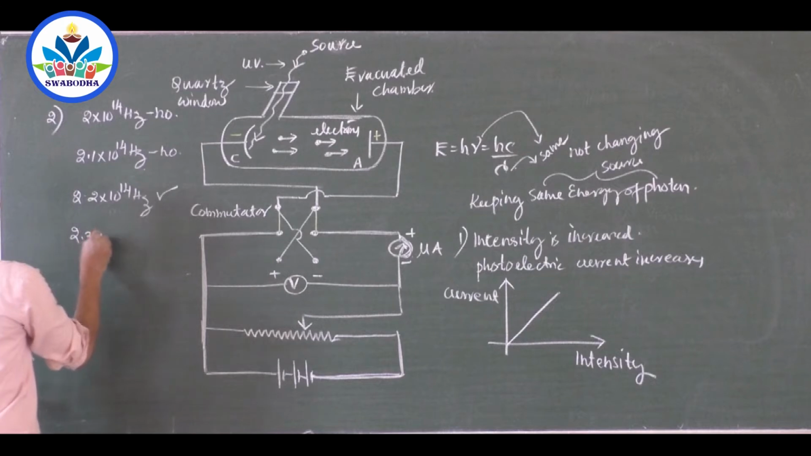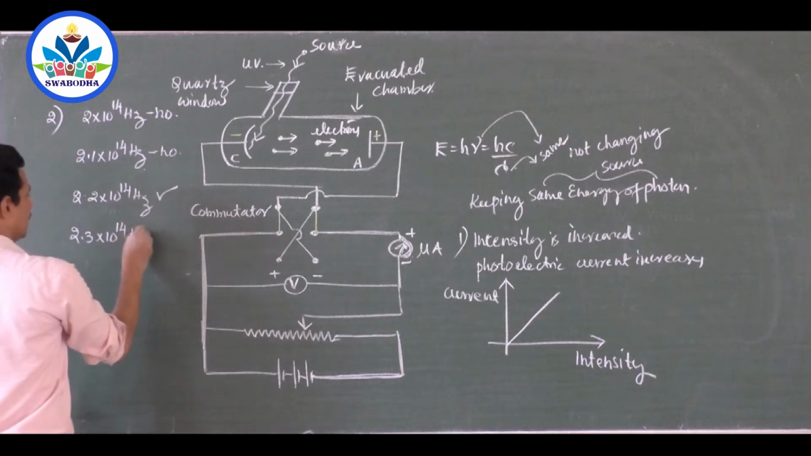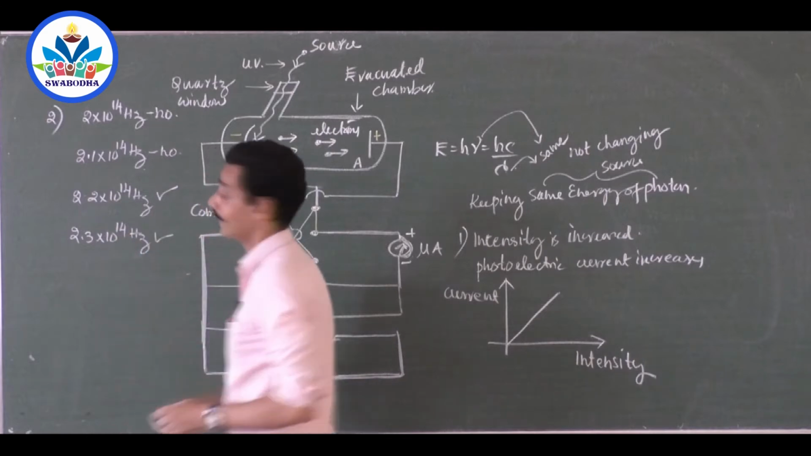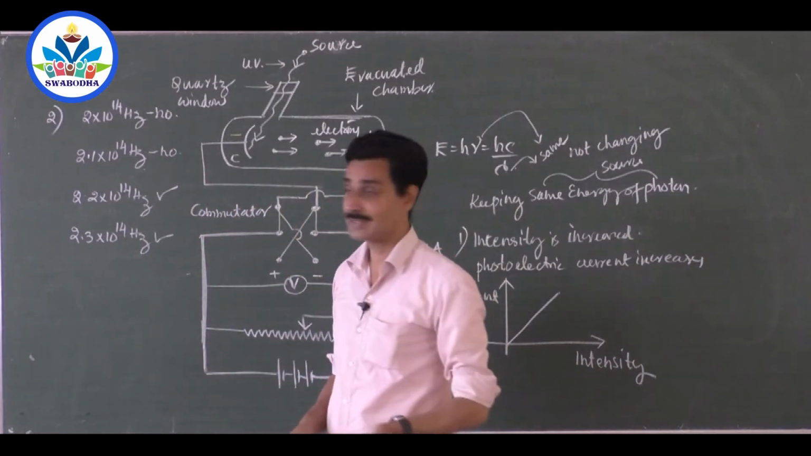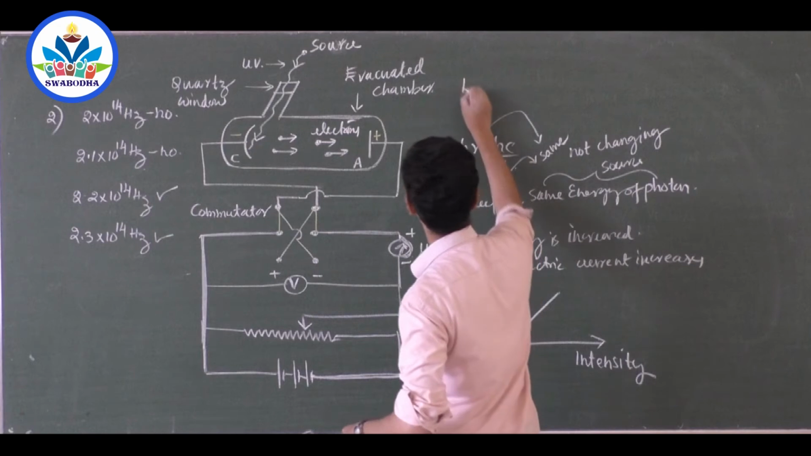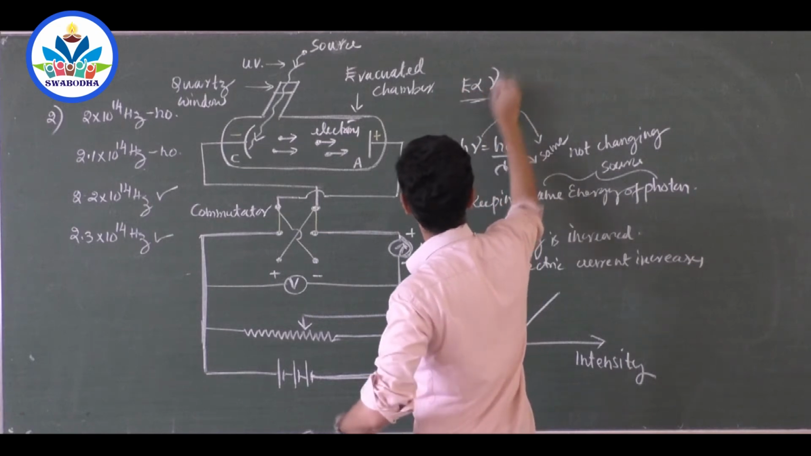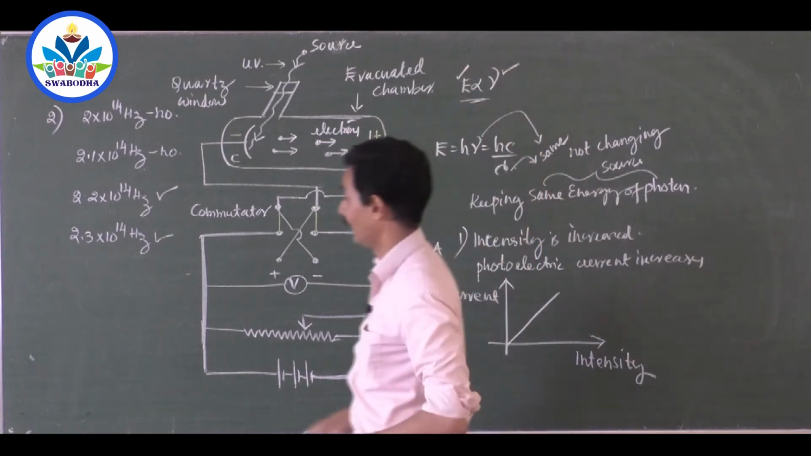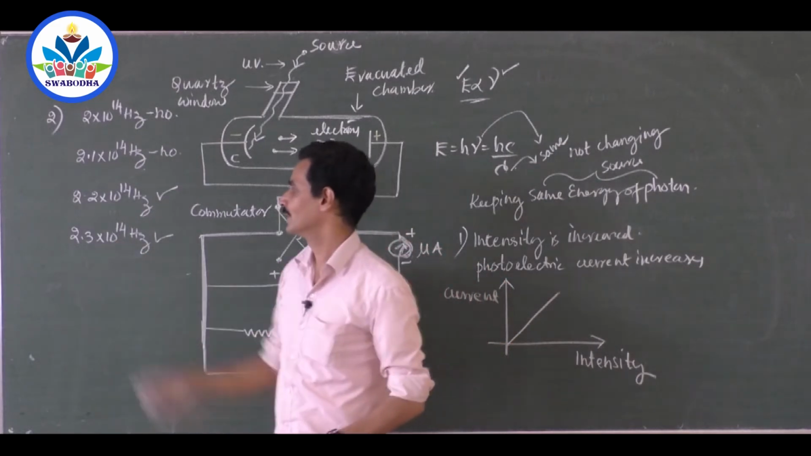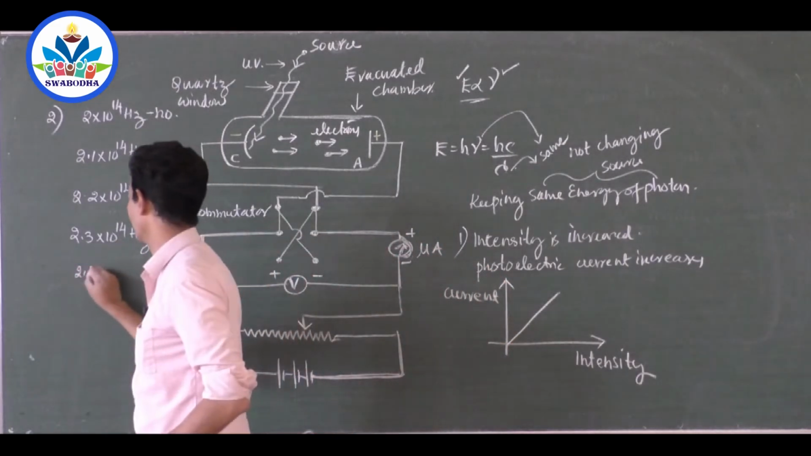What about 2.3 into 10 to the power 14 Hertz? Yes, there are photoelectrons emitted, because if 2.2 into 10 to the power 14 Hertz frequency can emit electrons, then definitely this can emit, because E is equal to h nu, E is directly proportional to nu. The more the frequency, the more the energy. So more and more energetic. What about 2.4 into 10 to the power 14 Hertz?